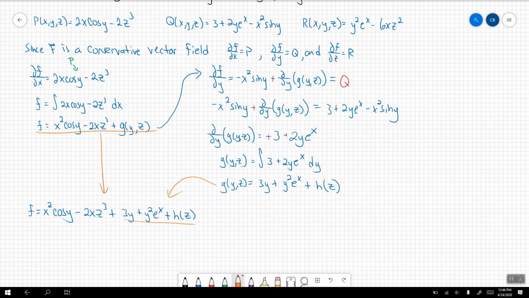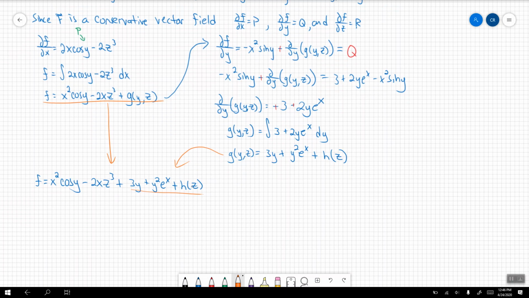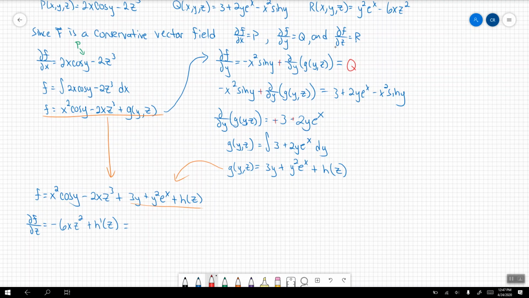Awesome. So what I need to do now is figure out what is this final constant, that final constant of integration with respect to z. So what we need to do is take the partial derivative of this function with respect to z. So let's do that. First term goes away. Second term is going to be negative 6xz squared. Third term goes away. Fourth term goes away, and the last term is just going to be the derivative, in other words, h prime of z. But all of this must be equal to, because of a conservative vector field, r.